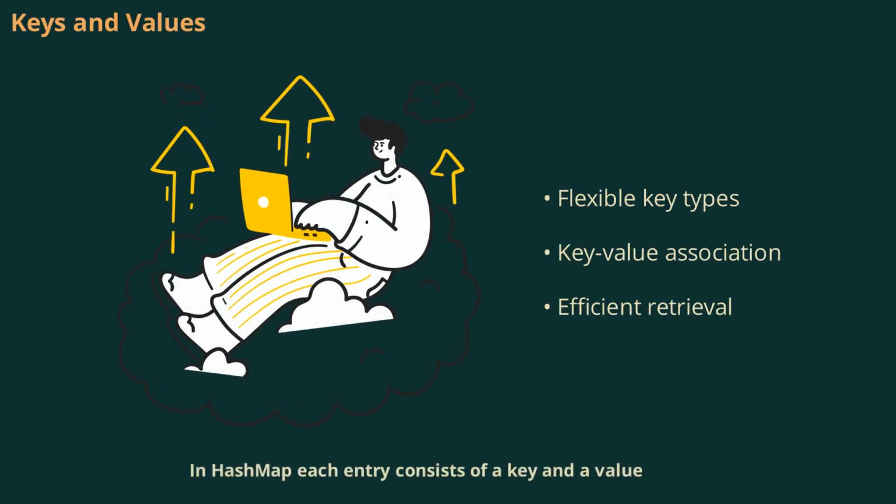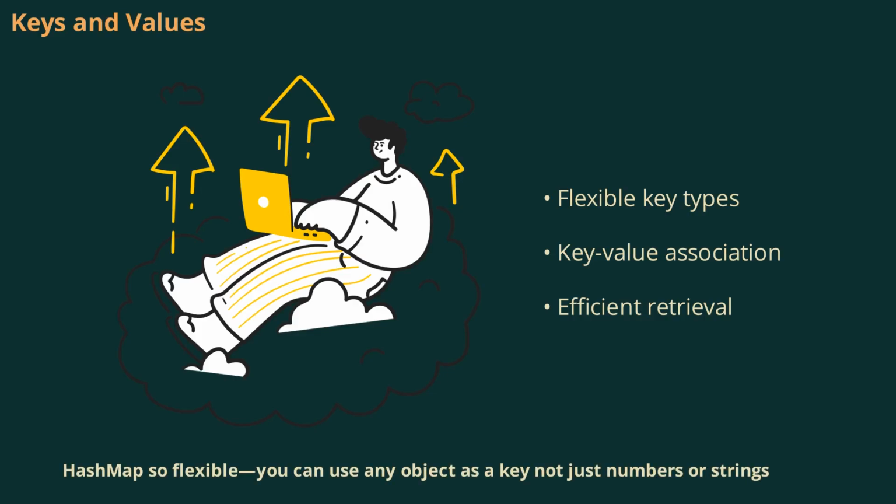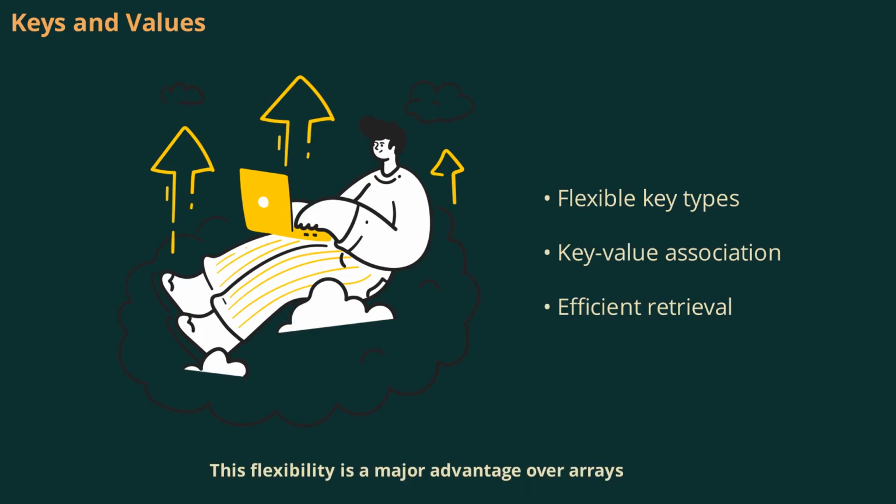In HashMap, each entry consists of a key and a value. The key is used to generate a hash, which then determines the bucket for storage. Values are what you retrieve when you provide the correct key. This association between keys and values is what makes HashMap so flexible. You can use any object as a key, not just numbers or strings. This flexibility is a major advantage over arrays, which use only integer indices.